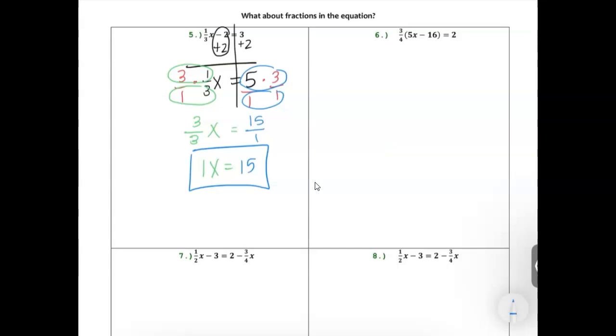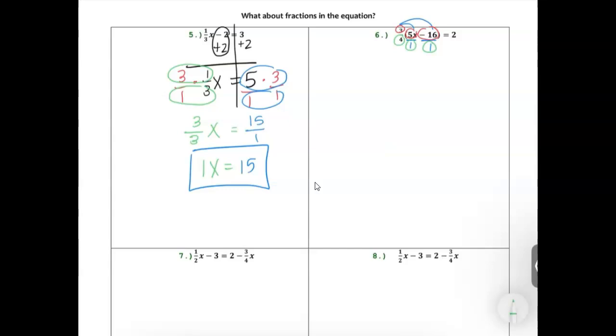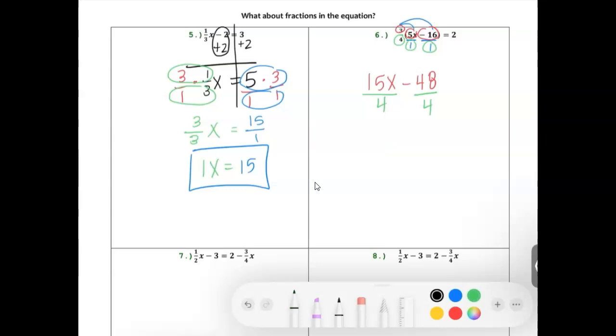Well, what happens now that we do have parentheses? We have to do those first, and we're actually distributing this 3/4 here. Well, that seems kind of tricky, but just like before, if we multiply fractions, let's just make everything into a fraction. Let's put this 5x over 1, and let's put this -16 over 1. So that when we multiply, this 3 is actually multiplying the top, and this 4 is multiplying the bottom. So what we get is 15x minus 48, and then the bottom will be 4 times 1 and 4 times 1, and it equals 2.